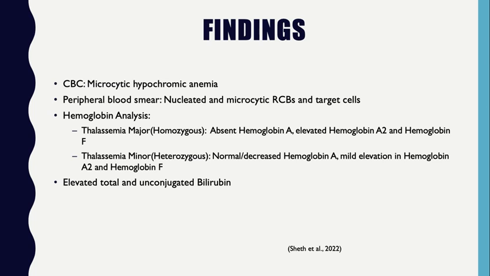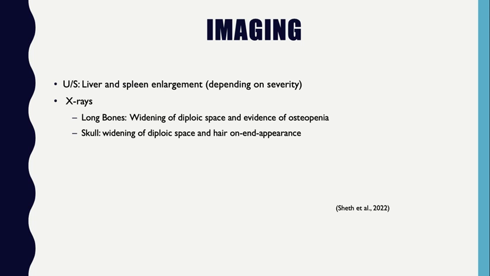Now, in the thalassemia minor, just because it is heterozygous, you may or may not see the hemoglobin A affected at all. It could be normal, it could be decreased. However, you are going to see elevation in the hemoglobin A2 and the hemoglobin F. In addition to total and unconjugated bilirubin being elevated. In our imaging, ultrasound is going to show that liver and spleen enlargement, but this will depend on the severity. Again, going back to the spleen and the liver working so hard during this disease process.